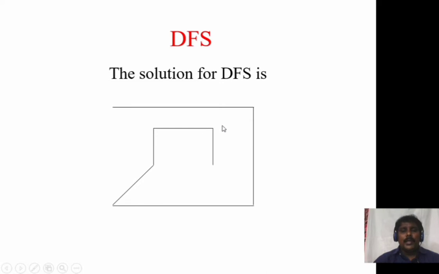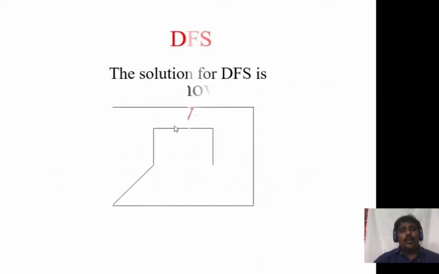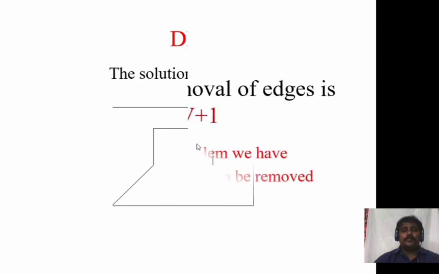Already it is open, and I also know the formula for removal of edges, which is E minus V plus 1. So in the graph I am having, the number of edges E is 12 and the vertices is 8, plus 1, that equals 5. So 5 edges I have to remove. I have removed the 5 edges so that the closed diagram will become an open diagram. So this is the solution of the given DFS problem.